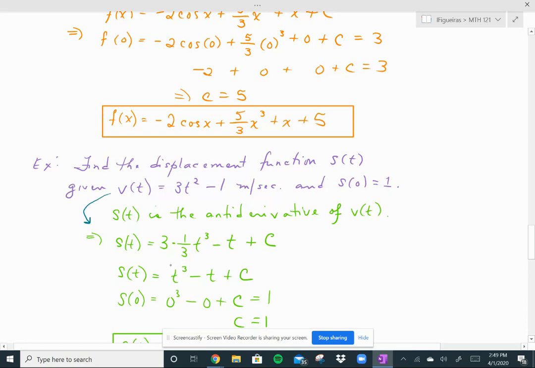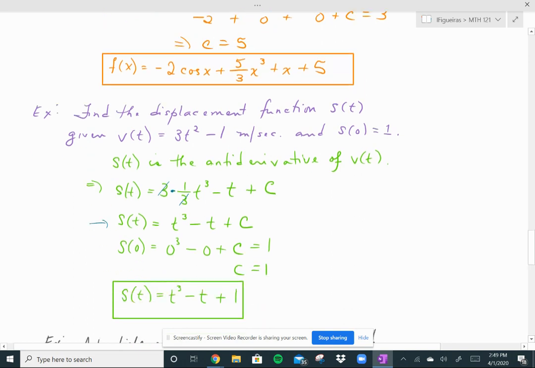So it's 3 times 1/3 t to the third minus the antiderivative of 1, which is t plus c. If you simplify, the 3's cancel, and so s of t is t cubed minus t plus c. Well, now we can use the information that was given in the problem. S of 0 is 1. So you substitute 0 in for t, and you set the equation equal to 1. You get that your constant is 1. So the displacement function is t cubed minus t plus 1.